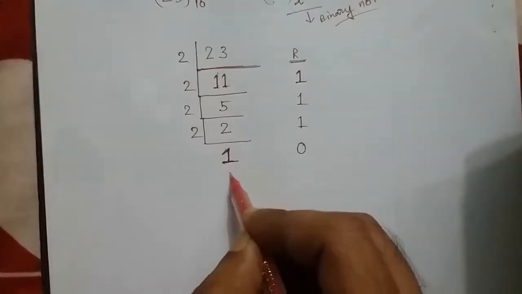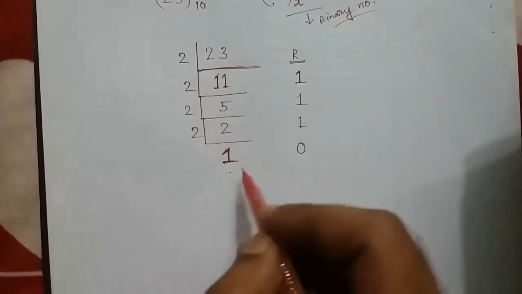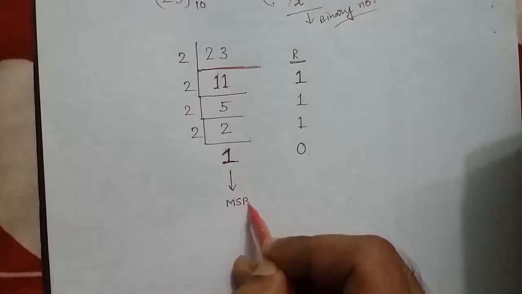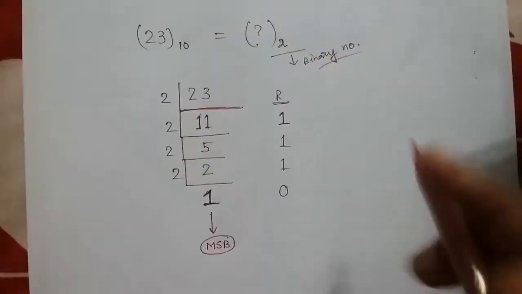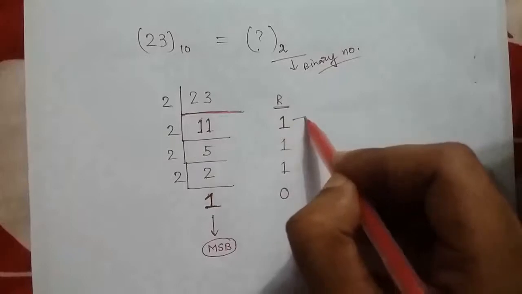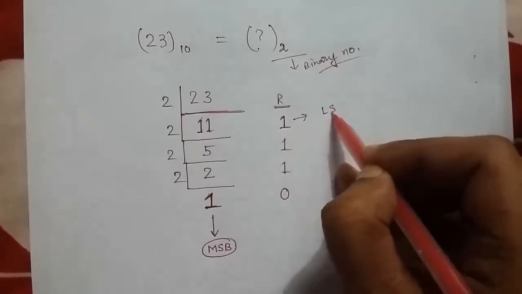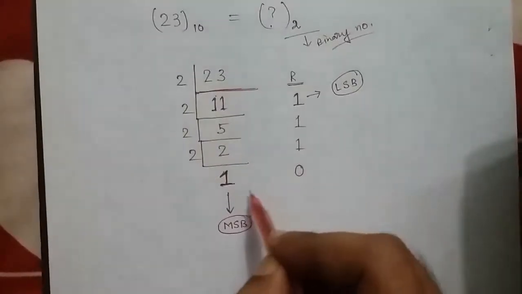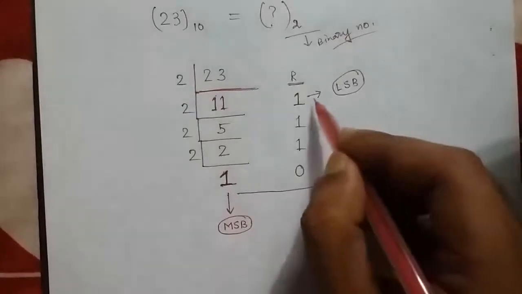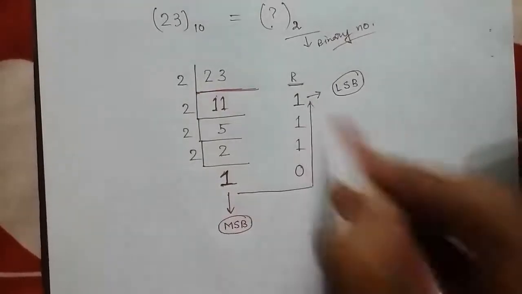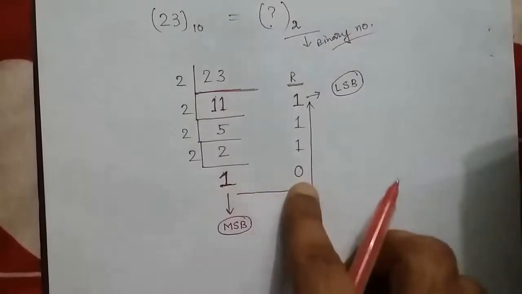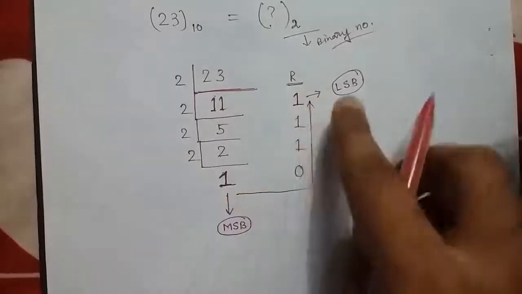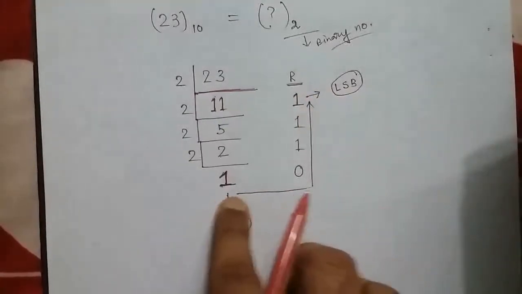And which one is the least significant bit? Always remember, the last quotient that you get is the most significant bit. So here 1 is the most significant bit, MSB, and the first remainder, that is the least significant bit. So LSB is this one. So we need to write the number from down to top. Okay, that means the number will be 10111 in binary, not from up to down. It is from down to top.